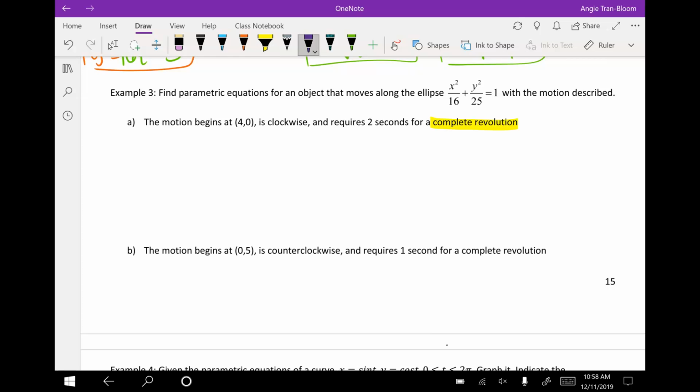A complete revolution is how many pi, guys? 2 pi. It's a complete revolution. Okay, so let's sketch out this ellipse. Where's the center? (0, 0), right? Is it positioned horizontally or vertically?